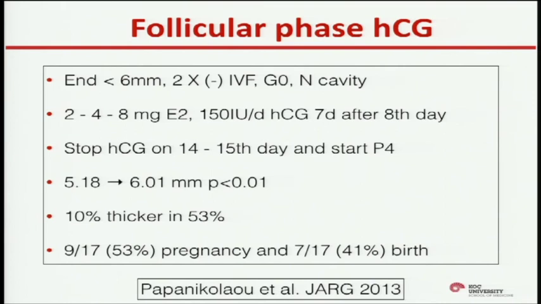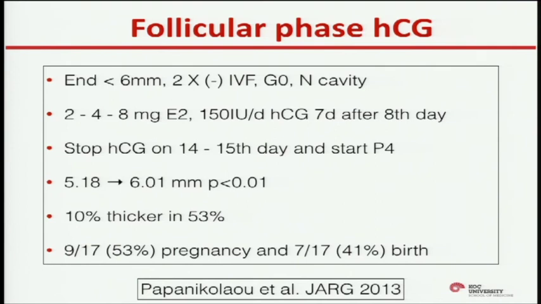uncontrolled case series, women who had 2 negative IVF cycles, thin endometrium consistently, normal endometrial cavity, put on an incremental estradiol protocol, and they were given 150 units a day HCG systemically, starting from the 8th day until the 14th, 15th day of endometrial preparation. Then it was stopped and the patient was put on progesterone, endometrium got thicker, and actually it got 10% thicker in 50% of the patients.